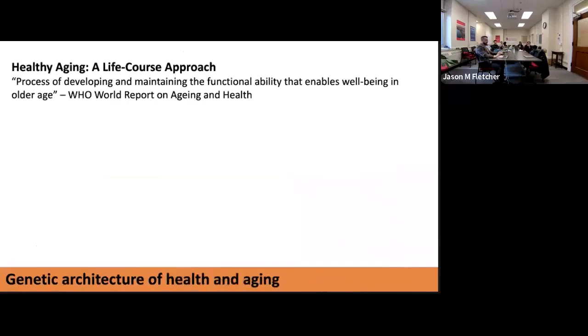Okay, so again, I'm going to provide a brief overview of my ongoing work on the genomic architecture of human health and aging. I recently submitted this project as an R01 grant, and I'm going to provide some preliminary results that I think are very exciting. So the overarching framework is based on the concept of healthy aging as a life course process of developing and maintaining functional ability that enables well-being in old age.